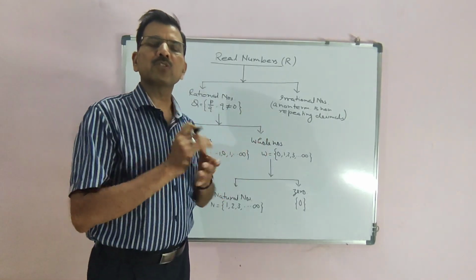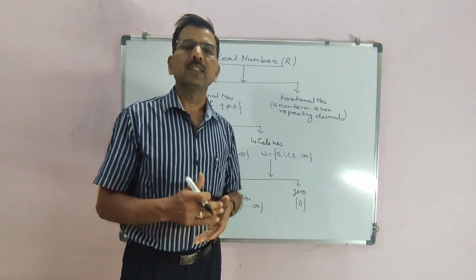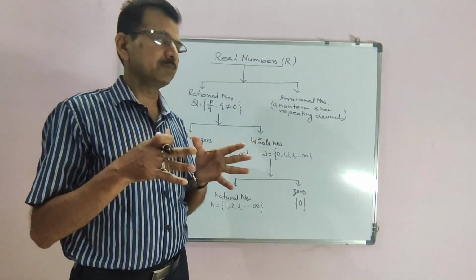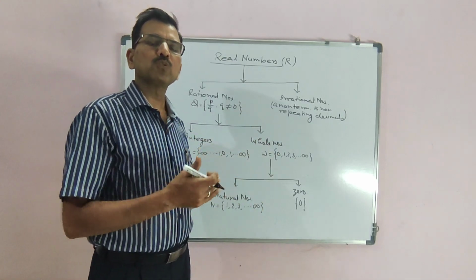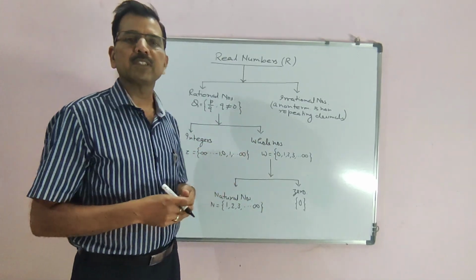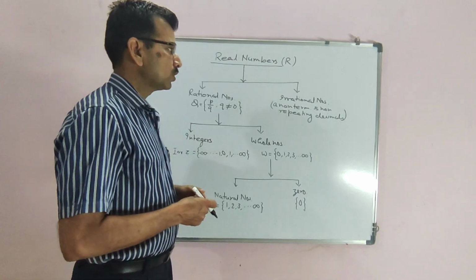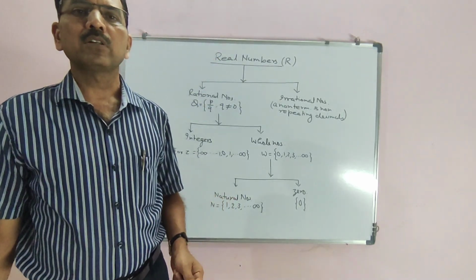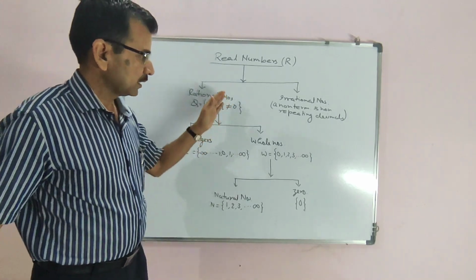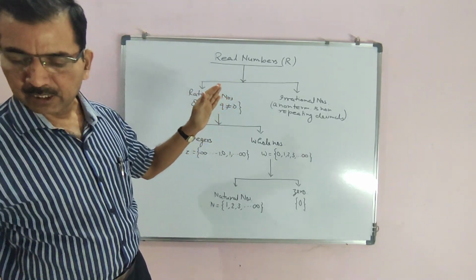So this structure should be there in the mind, because we should have knowledge of all these types of numbers, since we are going to use them in the next topic, Euclid's division lemma.